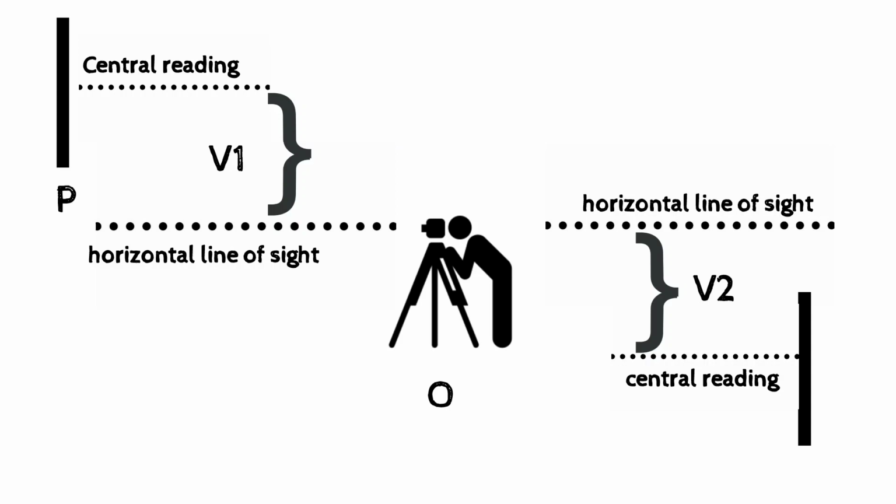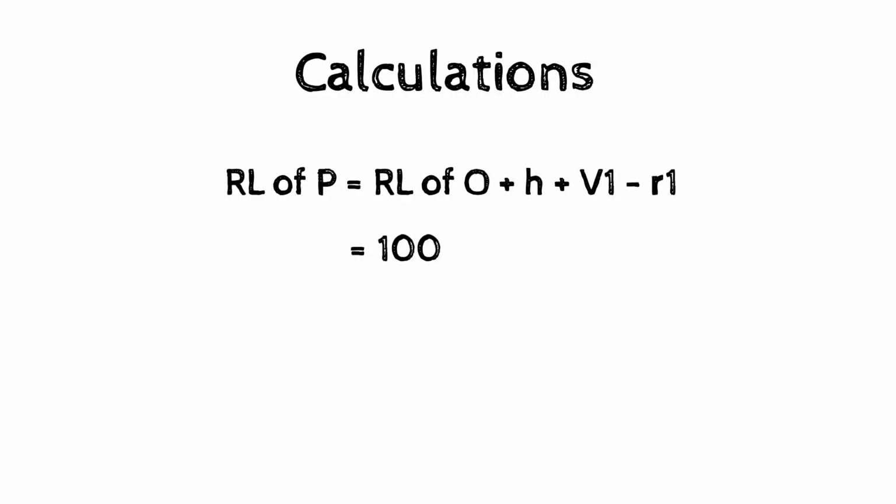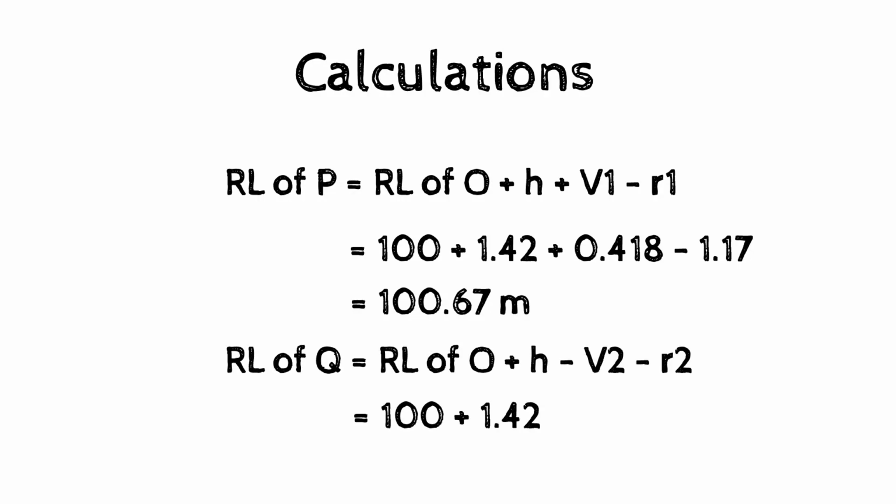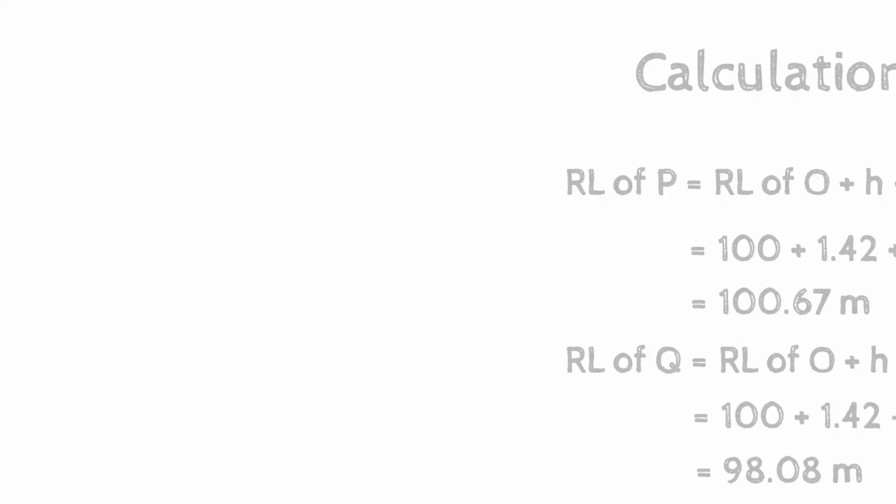O is our instrument station, P and Q are staff stations. R1 is the central reading at P, R2 is the central reading at Q, and H is the height of the instrument axis. So with this we will calculate the RL of P and Q. The RL of P is 100.67 meters and the RL of Q is 98.08 meters.